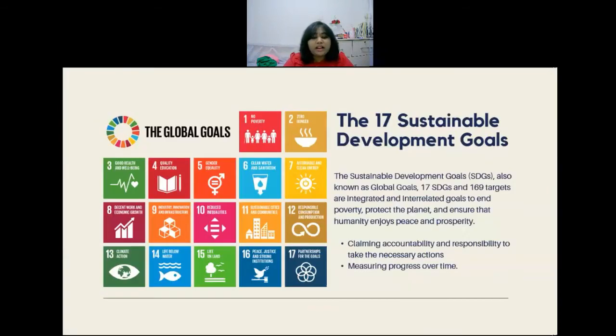Actually, there are 17 Sustainable Development Goals, which are also recognized as the global goals. The 17 Sustainable Development Goals comprise 169 targets, which are integrated and correlate to each other to end poverty, protect the planet, and also ensure that humanity enjoys peace and prosperity. And not only that, we are also able to claim accountability and responsibility to take necessary actions to achieve the goals by measuring the progress over time, given the alternatives that we take.